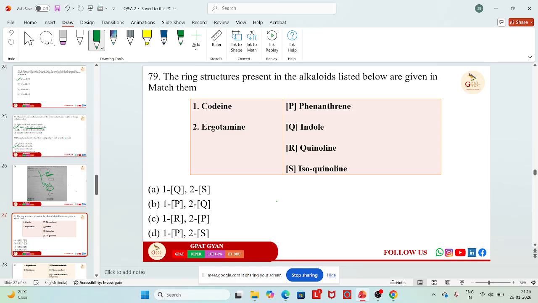You are telling with so much confidence, I am confused right now. Yes, B will be the correct option, ma'am. Codeine. Codeine is the phenanthrene and ergotamine contains the indole. Very good.